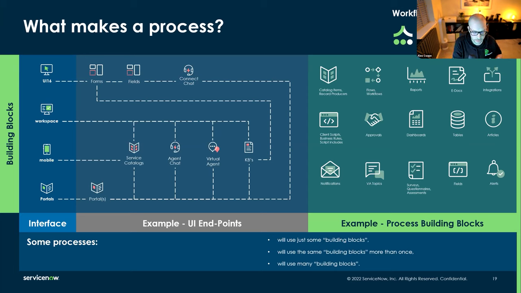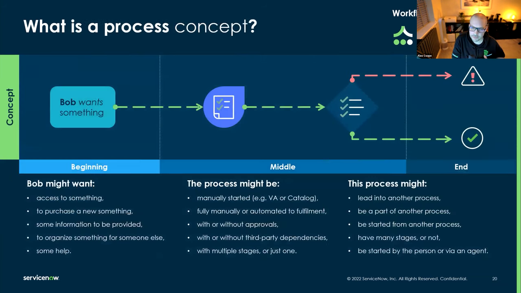So let's take a scenario where we've built a process. If we go to the next one. In this particular process, we're going to make it really simple just because it's an analogy. Bob wants something. Doesn't really matter what he wants. Maybe he wants access to something, maybe he wants to read something, maybe he just wants help. Doesn't really matter. But that's the beginning of a process.